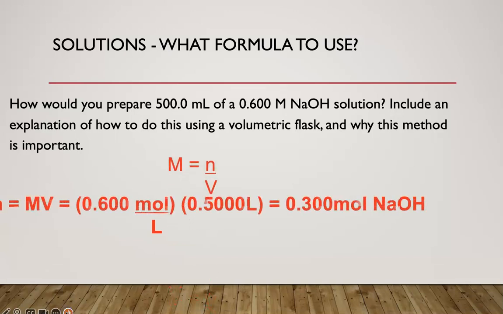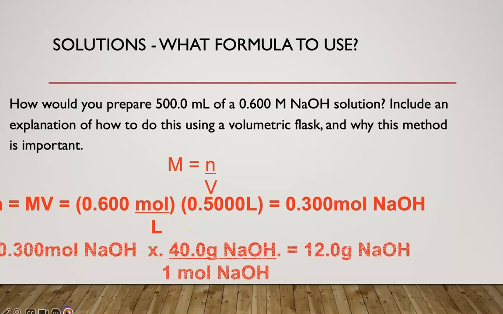So once again, I'm going to use my molarity formula, my molarity triangle. I'm going to multiply my molarity times my volume, and then I'm going to get my number of moles. And then, of course, I've got to multiply by my molar mass to determine grams. And so if I were going to make this solution, I would just weigh out 12 grams of NaOH, dissolve it in a little bit of water. Probably I would use a volumetric flask and then dilute it to 500 milliliters.